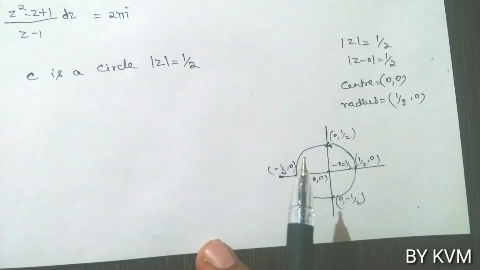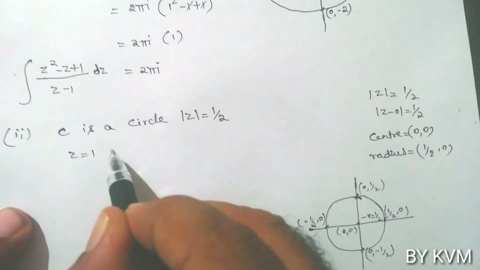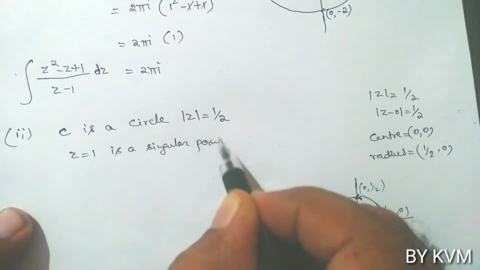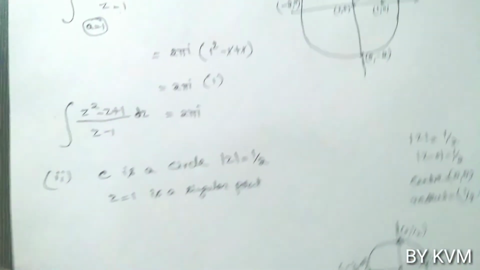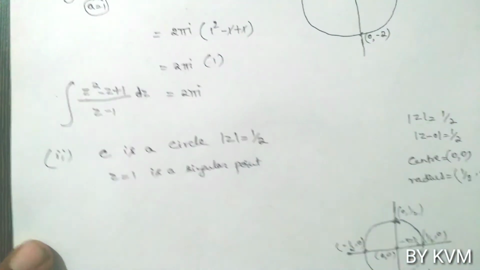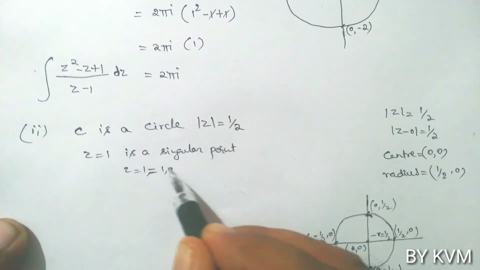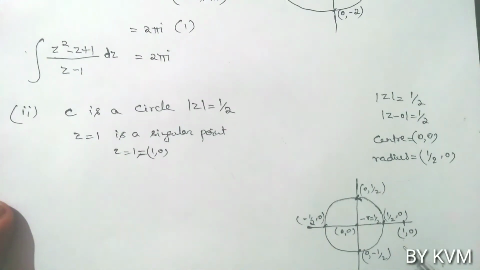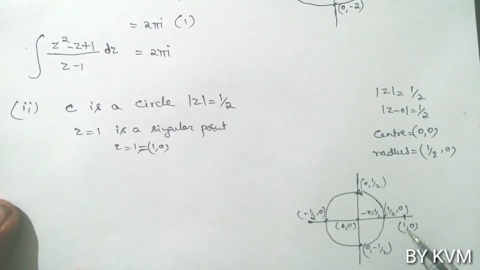Now here also the singular point is z equals 1. So for the given function z equals 1 is a singular point. So now check whether the singular point lies inside the circle or outside the circle. So z equals 1 means this is 1 comma 0. So where it lies, somewhere here. So z equals 1, that is 1 comma 0, is outside the circle. So this singular point doesn't lie inside the circle.